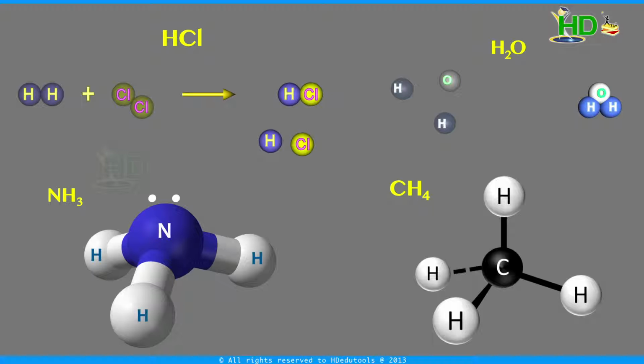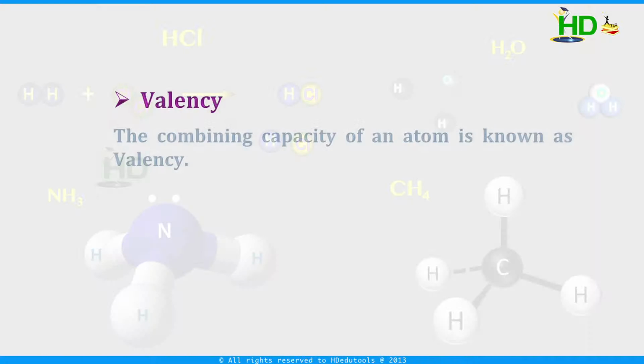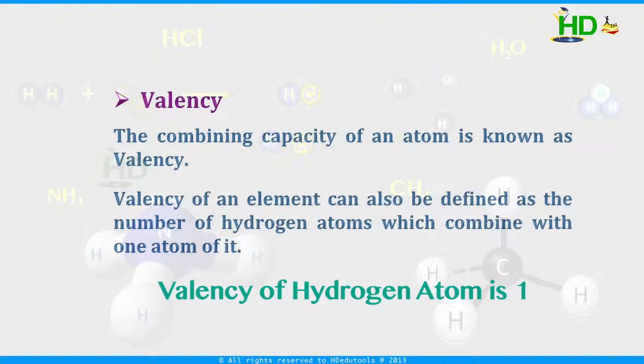This is due to the fact that different atoms have different combining capacities. The combining capacity of an atom with a hydrogen atom is called valency. Valency of hydrogen atom is taken as 1 and is selected as the standard, and valencies of other elements are expressed in terms of hydrogen.